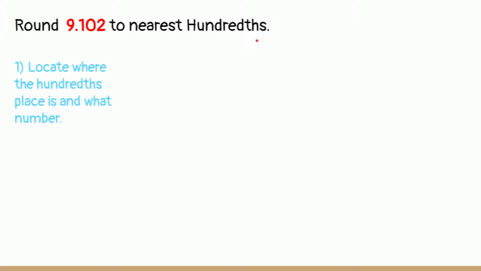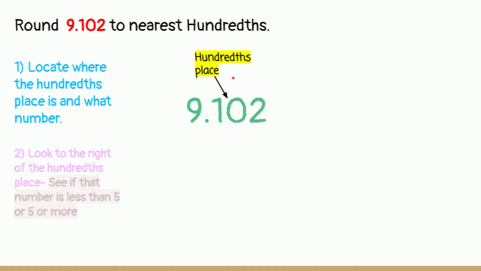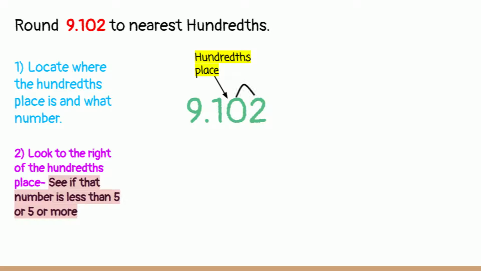So the first step is to locate where the hundredths place is and what number is in the hundredths place. So here's our decimal, and the hundredths place is right here, and 0 is in our hundredths place. Now let's move on to step number 2. Now look to the right of the hundredths place and see if that number is less than 5 or more. So here is 2. So in the thousandths place we have 2.